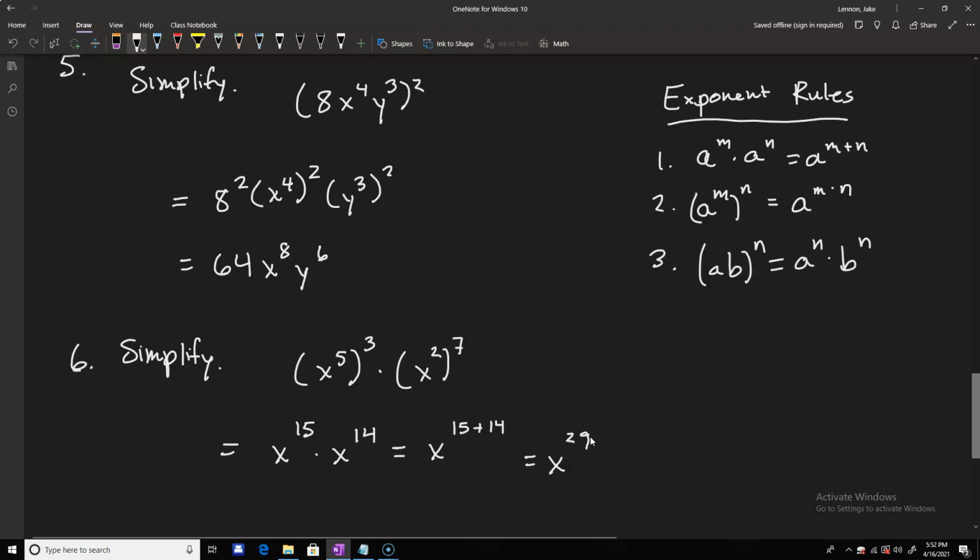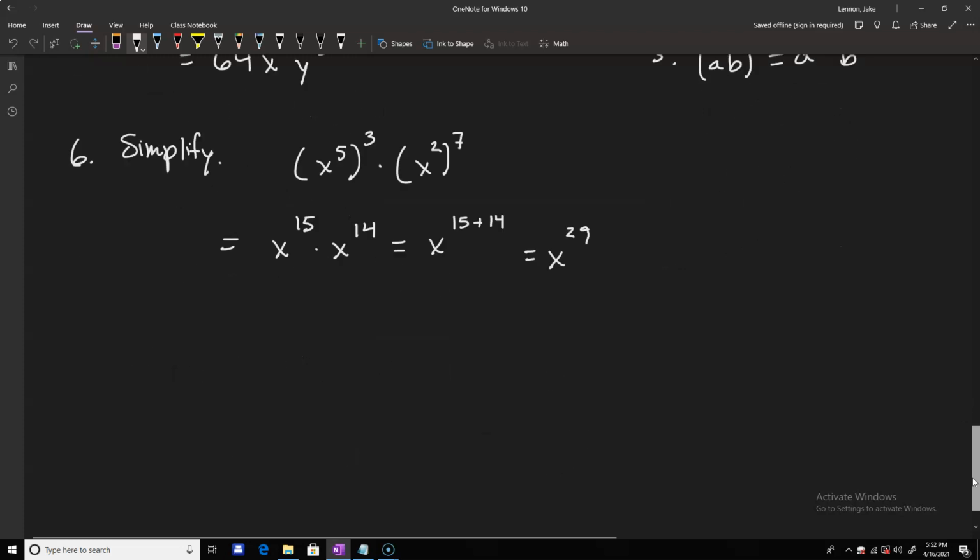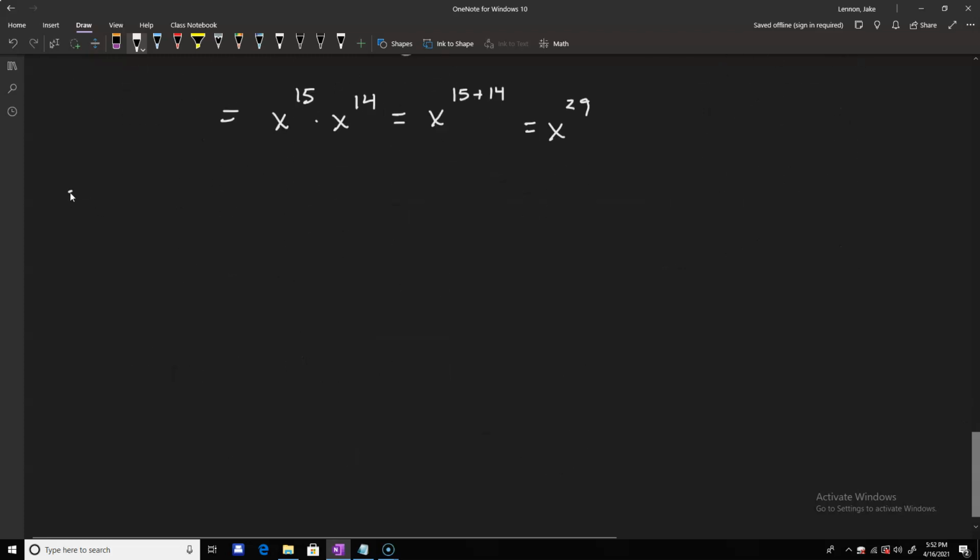Okay, after that we talked about systems of equations. So let's go ahead and do a couple systems of equations. We learned two main methods, the substitution method and also the elimination method. So let's do the first one by substitution and the second one by elimination. So solve by substitution.